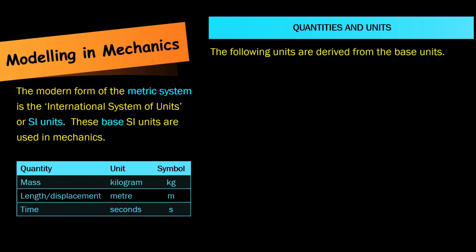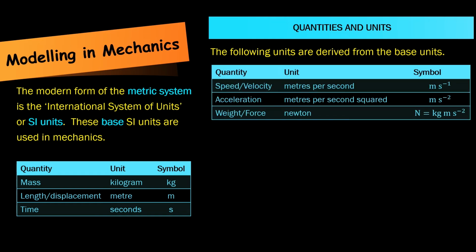Now let's look at the units derived from the base units. Speed or velocity is measured in meters per second, ms to the -1. Acceleration is measured in meters per second squared, or ms to the -2. Weight or force is measured in newtons, or capital N, which is equal to kgm times s to the -2. And that is, of course, the long-winded way of saying it. Newtons is easier and conventional.